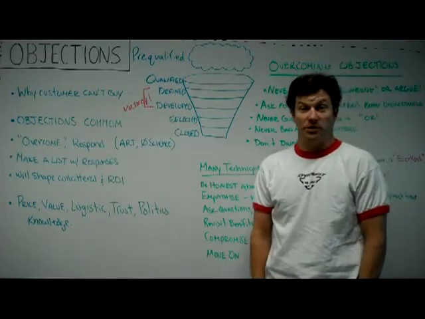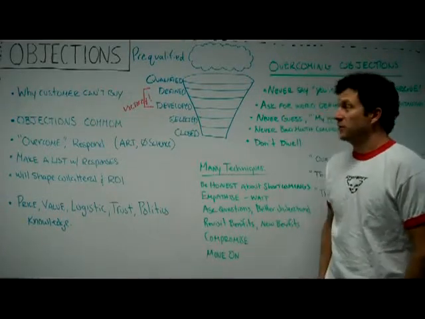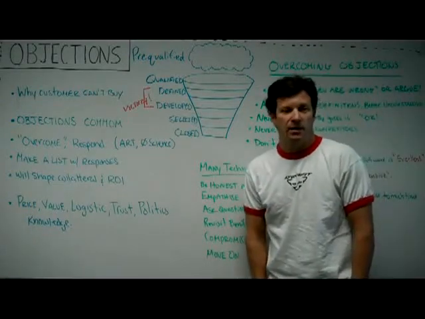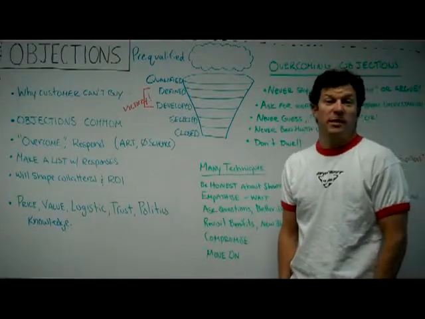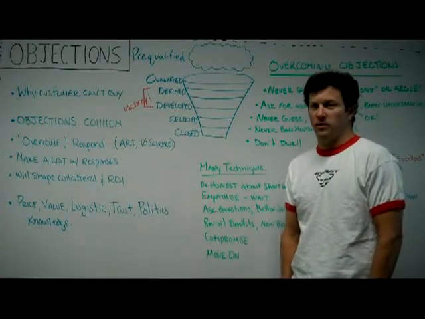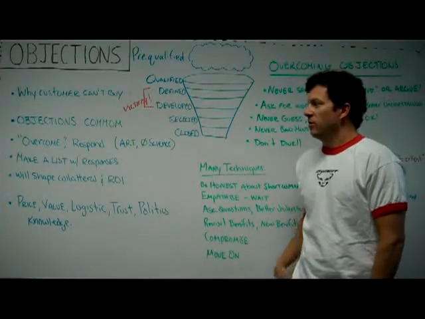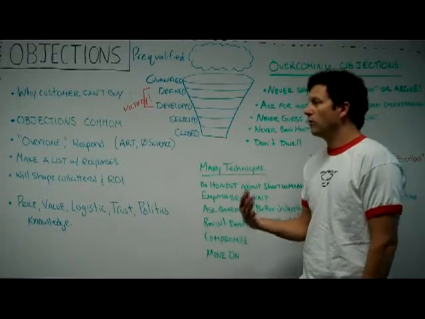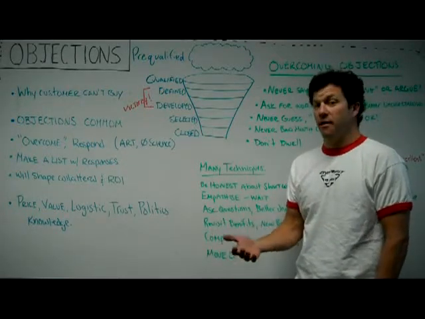So what is an objection? An objection is a customer telling you why he or she can't buy. They'll say something like, it's too expensive, is an objection. These are very common. You're going to get them through almost any sales process. And the goal with objections is to overcome them or to respond to them.